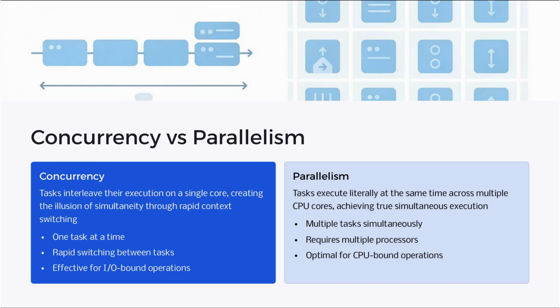Concurrency involves tasks interleaving on a single core, creating an illusion of simultaneity through rapid context switching, ideal for input/output bound operations. In contrast, parallelism achieves true simultaneous execution across multiple central processing unit cores, optimal for central processing unit bound tasks. Understanding these distinctions is crucial for effective task management and resource utilization in concurrent systems.